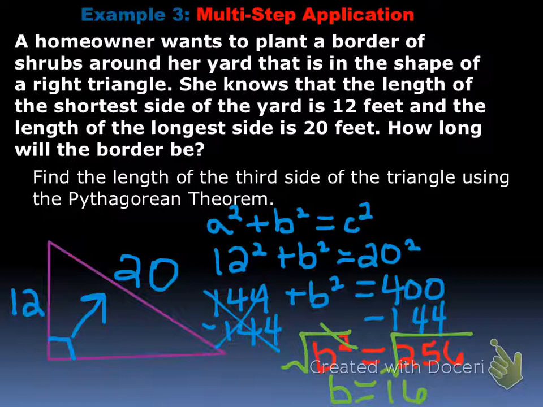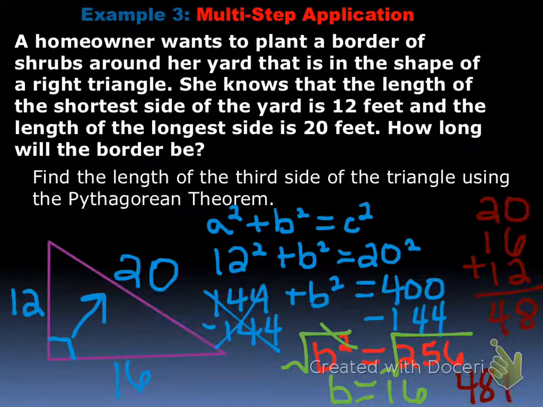Now we know the lengths of all the sides. So to find how long the border is going to be, all we have to do is add all those sides together, because it's the perimeter. So I've got 20, 16, and 12. When we add those together, we get 48. And in this case, the label is feet. So it would be 48 feet.